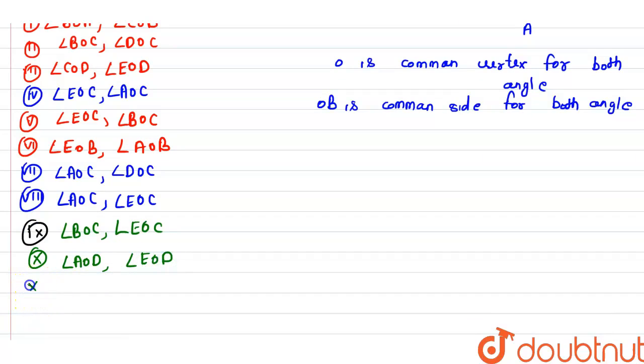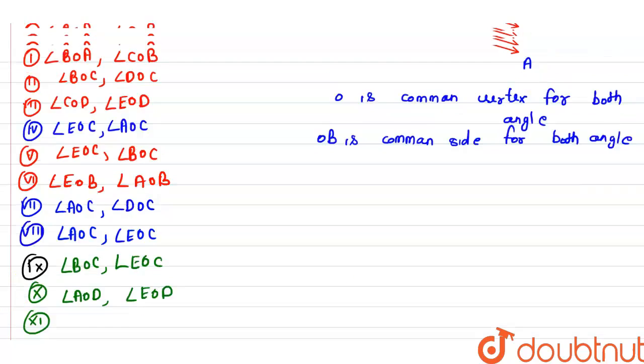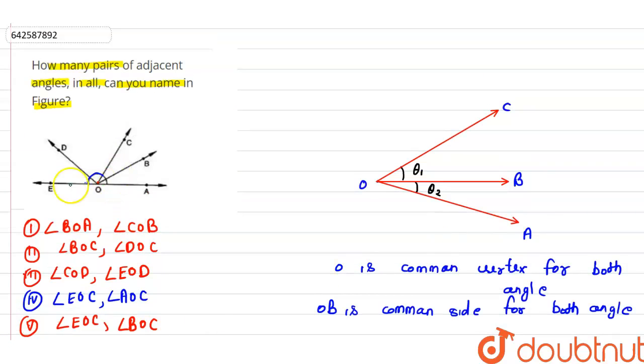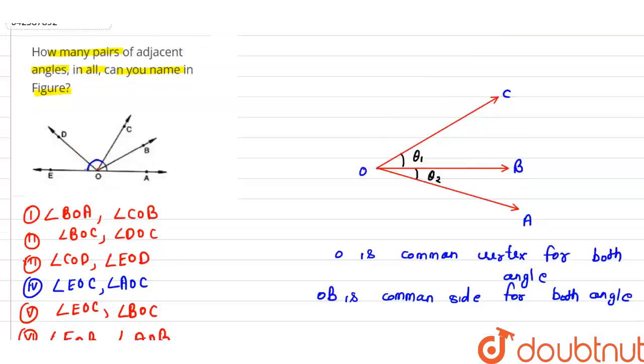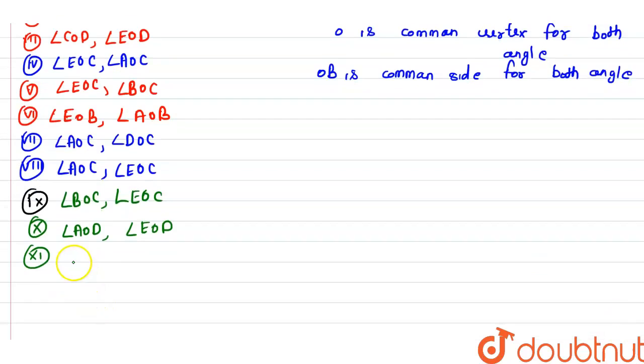The next pair of adjacent angles is angle BOD and angle AOB. This also has a common vertex O and one common side, that is OB. So angle AOB and angle BOD is also an adjacent angle pair.